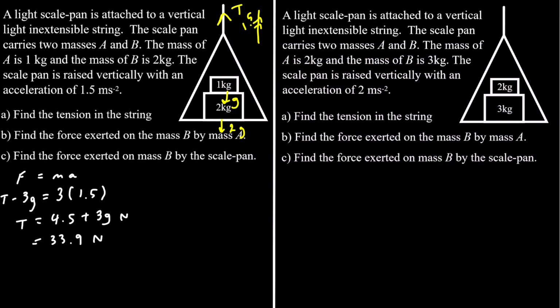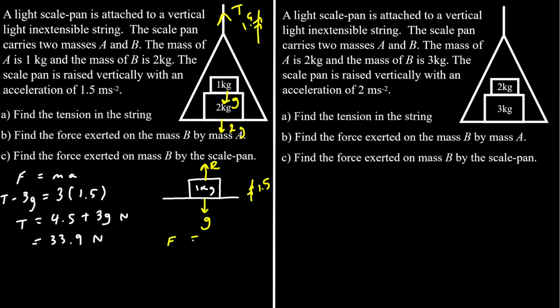Find the force exerted on B by A. Remember, the force exerted on B by A is going to be the same as the force exerted on A by B. So it would be easier to just look at the forces acting on the top one, on A. And let's draw a picture from A's perspective. So we've got a 1 kilogram block. It's got a weight of 1g. And there's a normal reaction, which is the force on A by B. And it's accelerating up at 1.5 meters per second squared.